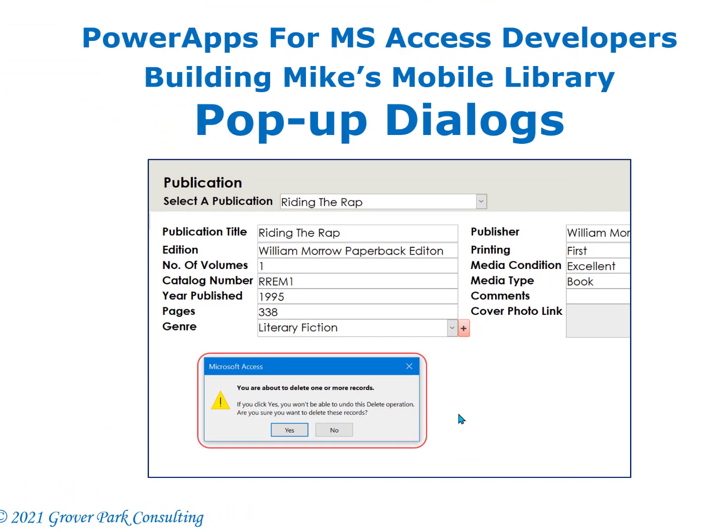Here's an example that I pulled out of an existing Access application. This is a built-in message box that Access uses to alert the user that something is going to happen. Here I just selected this record, hit the delete key, and Microsoft Access popped up this little message box to confirm that I really do want to delete this record before it actually commits that delete.